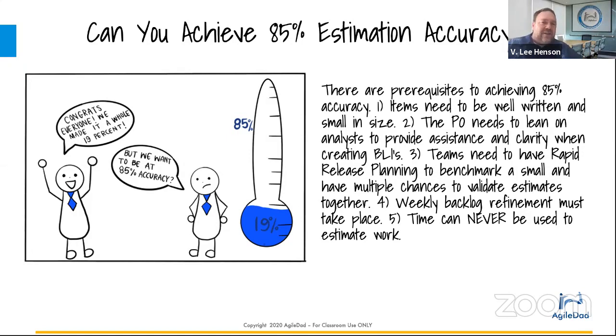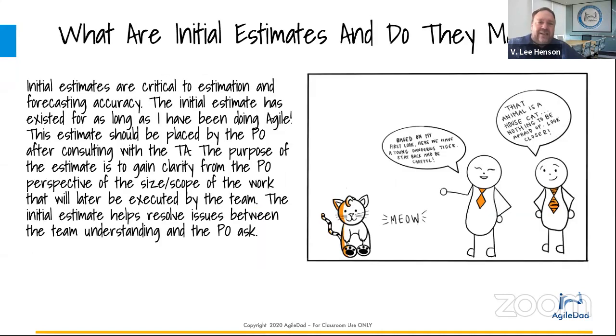So let's talk for a second about that initial estimate again, because I know I threw that out there and I kind of let it stand. Initial estimates are absolutely critical for estimation and forecasting accuracy. If not, you're going to get product owners asking you for something completely different than what your expectation is, what you need to build. So you've got this guy here saying, that animal's a house cat. Nothing to be afraid of here. Look closer. And the other guy saying, oh, no, no, no. Based on my first look, here we have a young, dangerous tiger. Stay back and be careful. Sure, it's an orange cat, but it's not a tiger by any means, right?